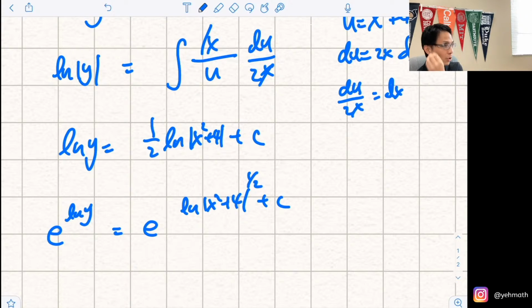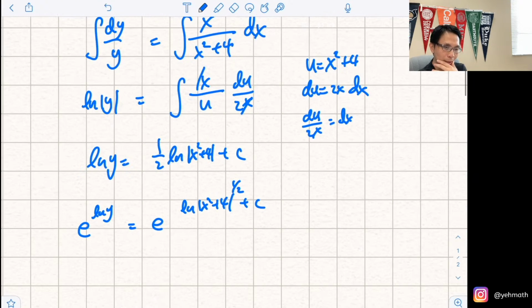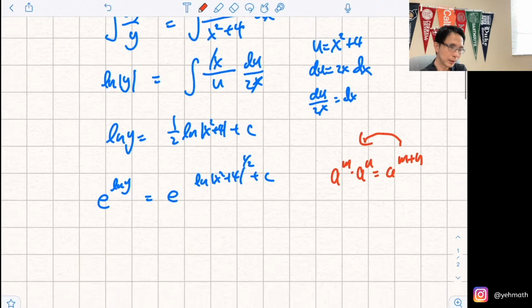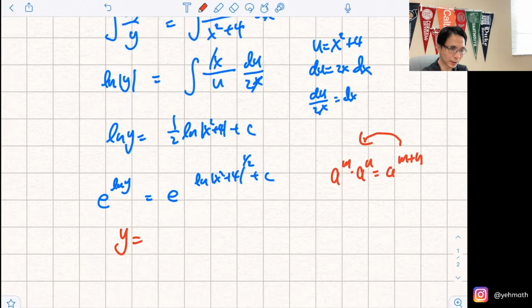Now, before you cancel out anything, I want you to also pay attention to the plus c part. You realize that plus c becomes part of the exponent. Also, memorize this rule. This is called the exponential rule: a to the m times a to the n equals a to the m plus n. Now, the problem is I want you to go backwards. So in this case, it's going to give you y.